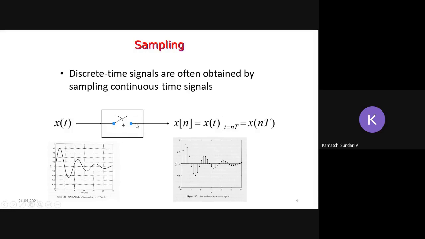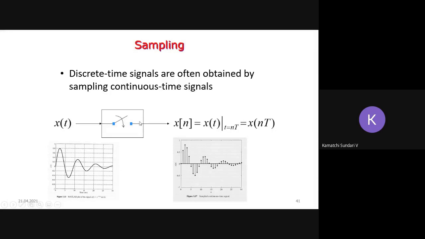If you imagine a switch like this, the switch is closed at a particular frequency, right? So here my input signal is x of t, a continuous time signal, and my output signal is a discrete version. So here the x of t will be taken at t equal to n into T, the regular interval, right? So T, my capital T, is my time period, and here it is the sampling period.